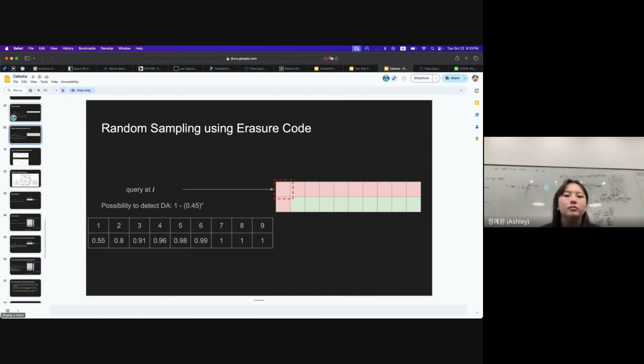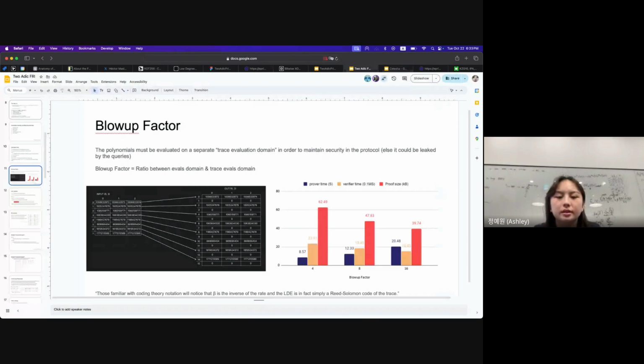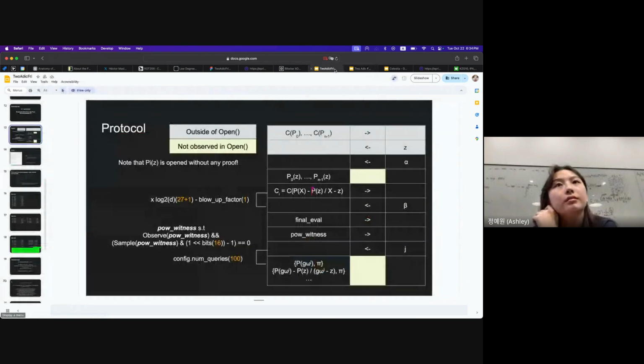Yes, so the blowup factor is one of the values used to increase security in TwoAdicFri. Are there like 10 values just randomly filled? Yeah. So the left arrow means it samples from the challenger.